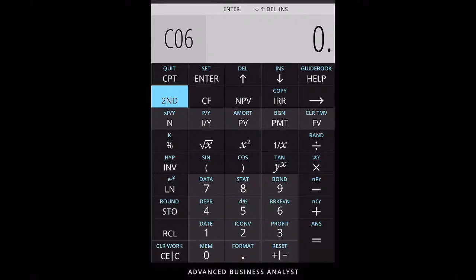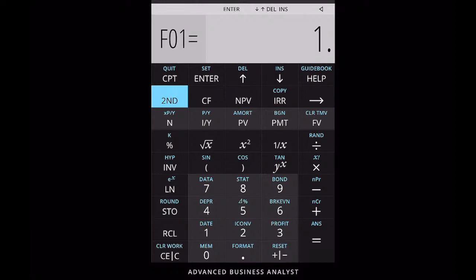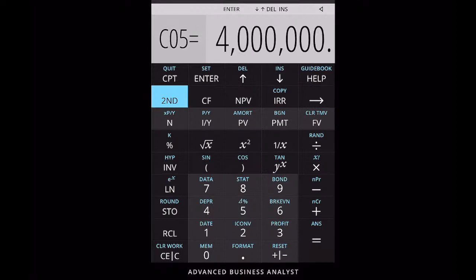So let's scroll through and look at what we have. We have 3 million initially spent, and then a 0, 0 one time, a 0 one time, a 0 one time, all the way till the 4th year, and then in the 5th year we make $4 million. So it's all in there.